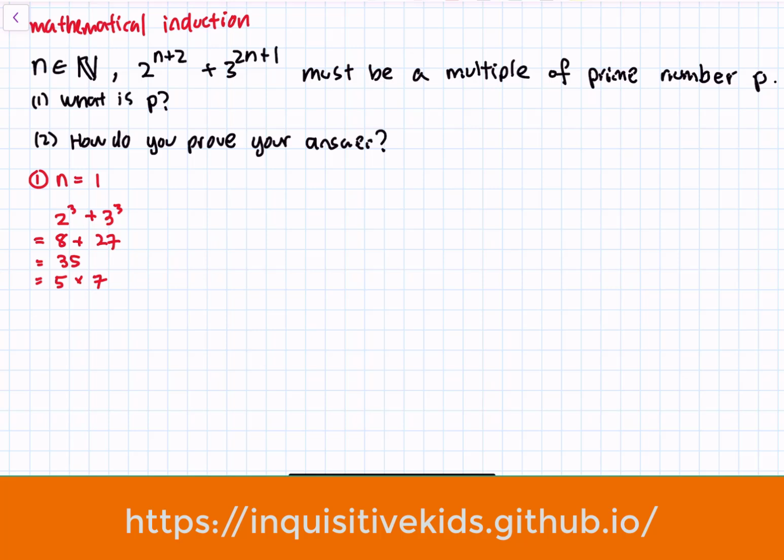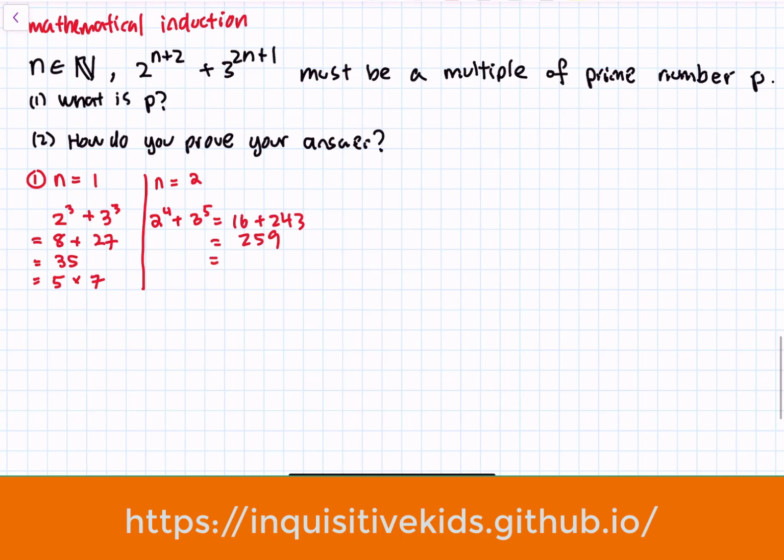But then let's try out what happens when n is equal to 2, because we have to guess what p is. When n is equal to 2, we have 2 to the 4th power plus 3 to the 5th power. And this is equal to 16 plus 243, which gives us 259. It must be divisible by either 5 or 7. And because it's not divisible by 5, it must be 7 times 37.